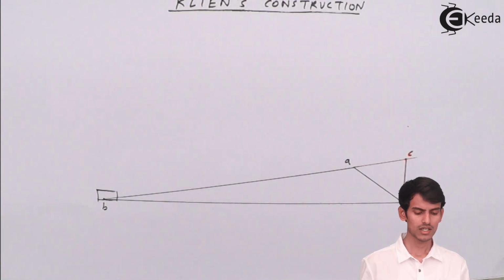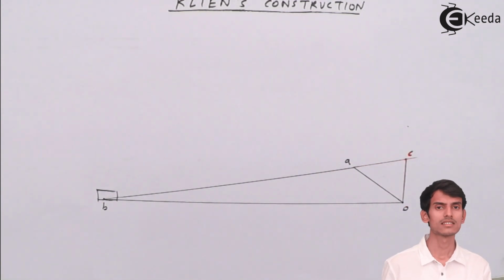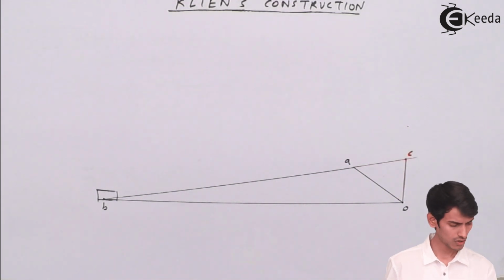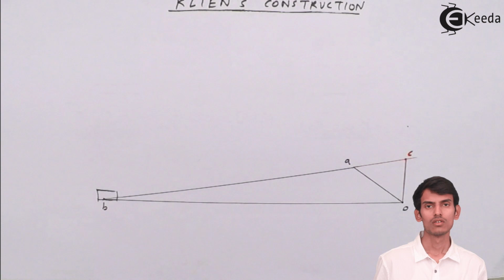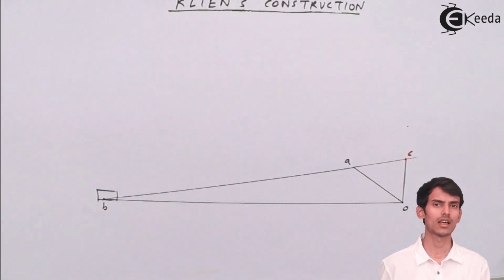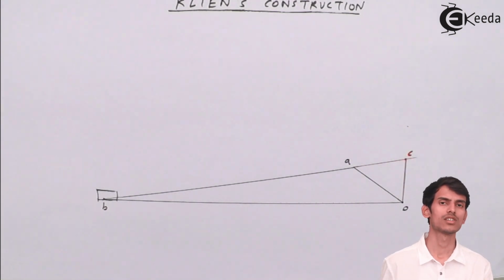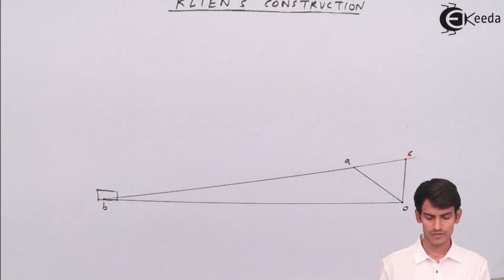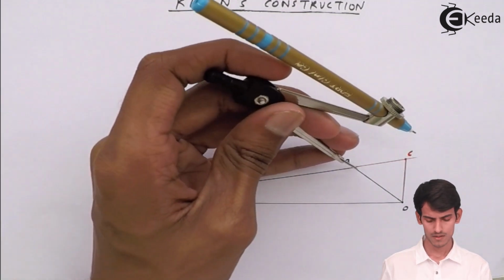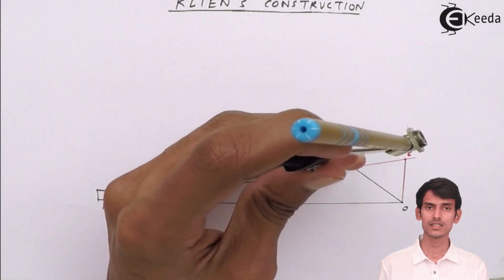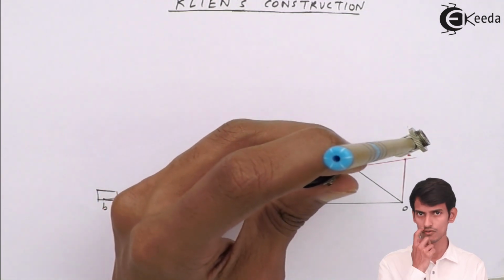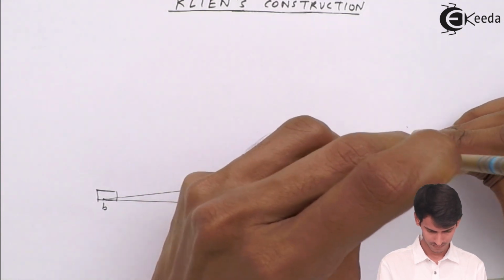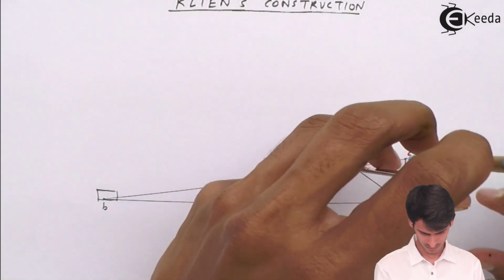Now the velocity triangle was very simple. Next is the acceleration of different links. So for acceleration, first of all, we have seen the velocity triangle. Now let's move on to calculate the acceleration. For acceleration, you have to go to point A, with A as center and AC as radius, you have to draw a circle.